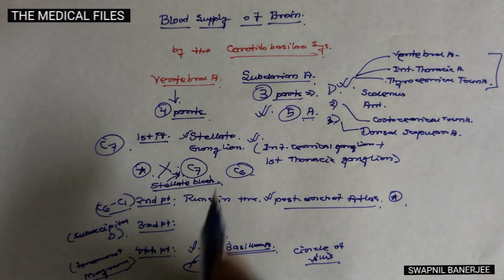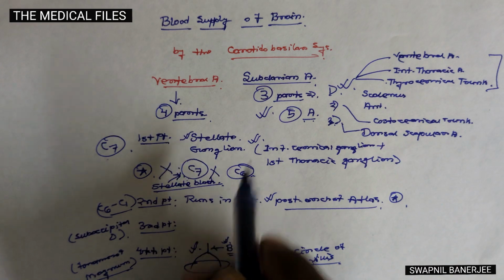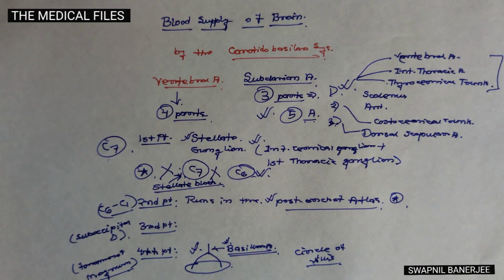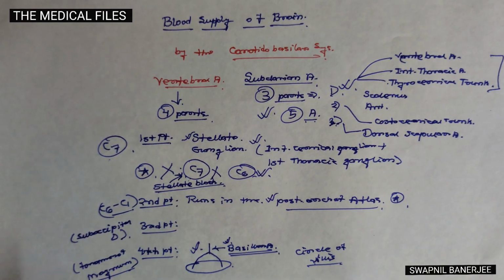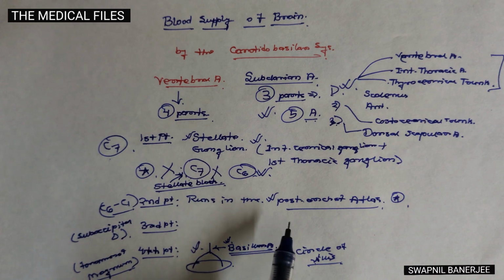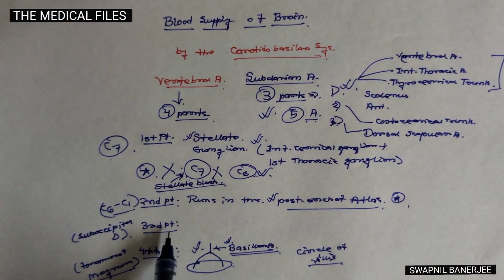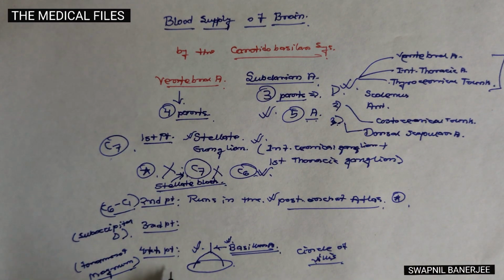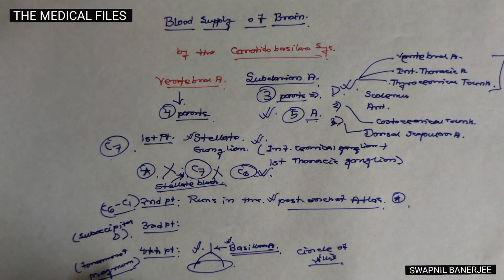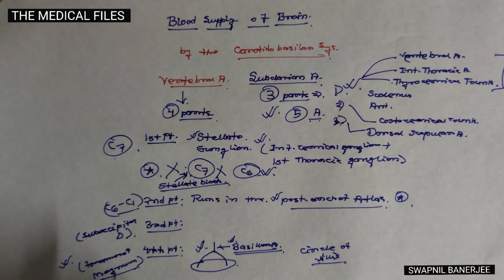So for a stellate block, we never give it at C7, never. We give it at C6, because we can damage the artery. Second part: C6 to C1, running in the posterior arch of the atlas. Third part: in the suboccipital triangle. And the fourth part passes through the foramen magnum.